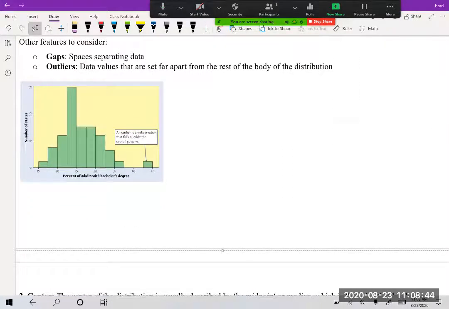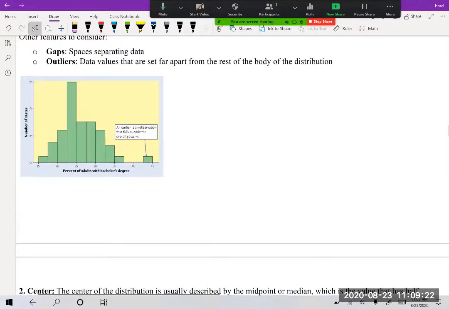Okay, spaces separating data are called gaps. So right here, for example, there is no data for 40, so percentage of adults with bachelor's degrees. So for them at 40, there is a missing data from there. There's an actual gap, so that's why it's not drawn adjacent to one another. And then outliers, data values set far apart from the rest of the body of the distribution. So again, we haven't talked about an actual way to find if something is an outlier or not, but for now, it looks like that one is pretty much off to the side of the rest of the data. It's far apart, so we're gonna say it's an outlier. But again, we're gonna develop throughout the class a little bit better way to talk about outliers and deal with them.